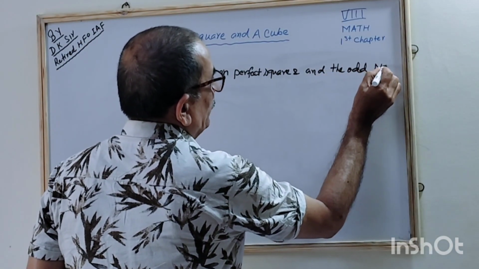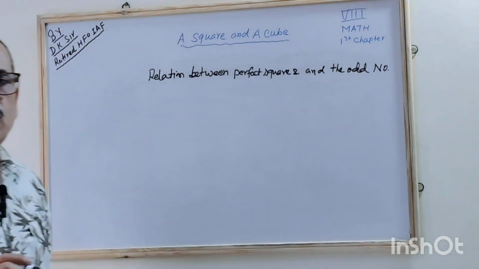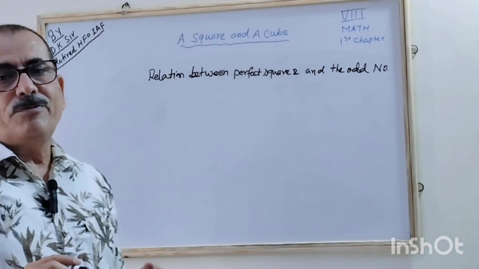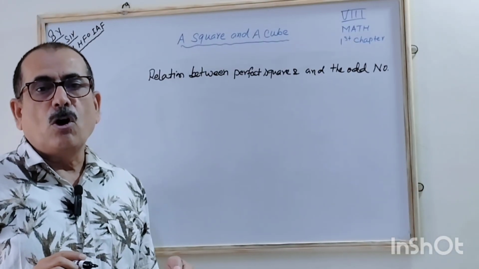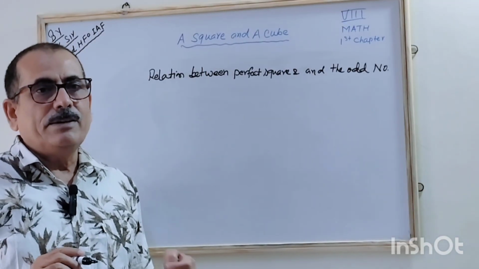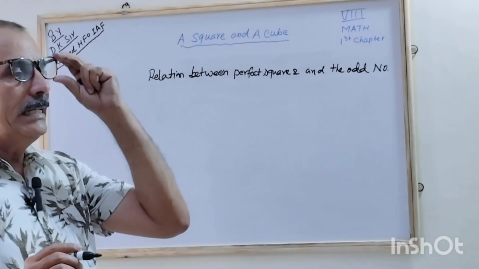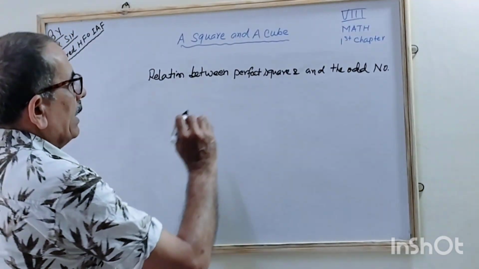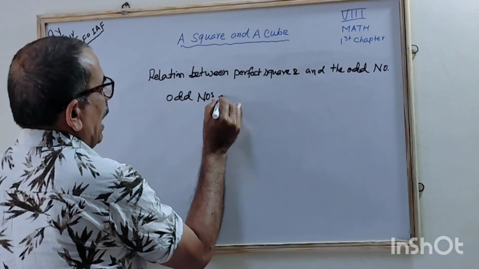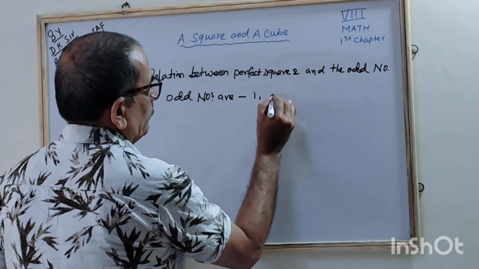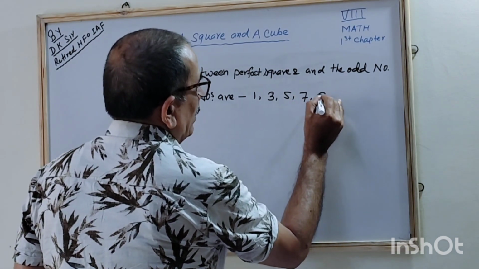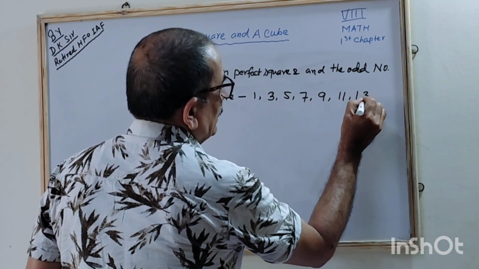I think you must be knowing the odd numbers. I hope you have not forgotten odd numbers. Which are the odd numbers? 1, 3, 5, 7, 9. These all are odd numbers where the difference is 2. If the difference is 2, you find that it is an odd number. So the odd numbers are 1, 3, 5, 7, 9, 11, 13, 15.